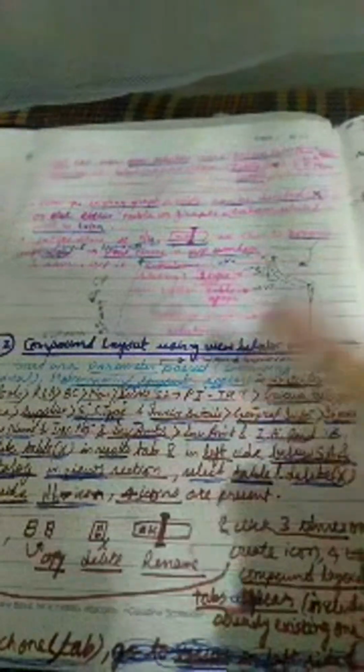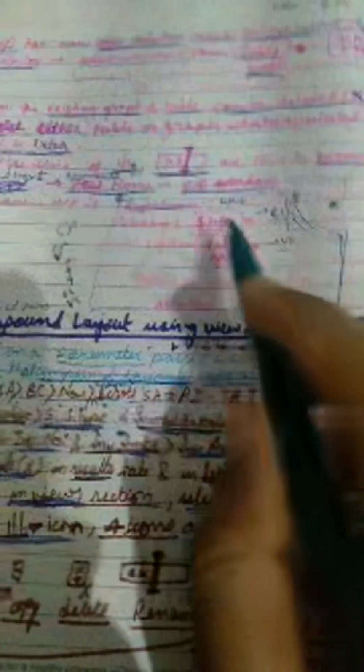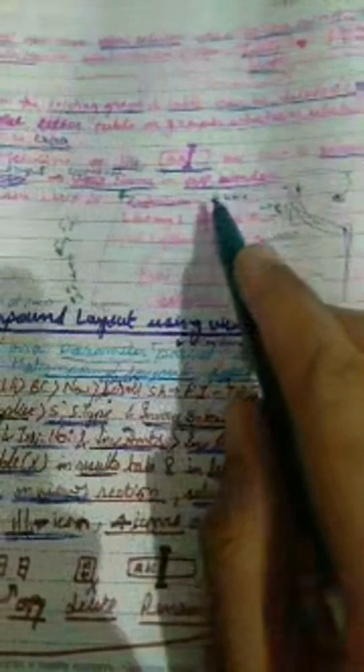Sorry, in each compound layout, I'll have one view each. This was my default compound layout, and I had all the views listed here, but I can also create multiple compound layouts, and in each compound layout I'll add any one kind of view, and I will switch between the compound layouts.